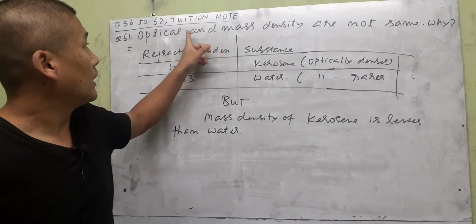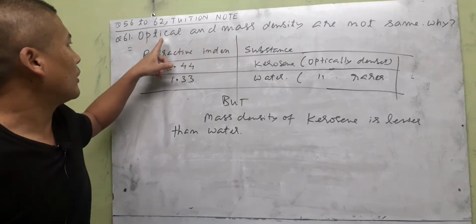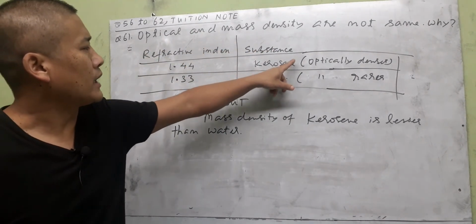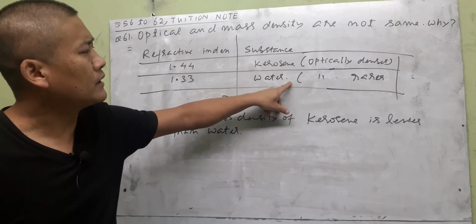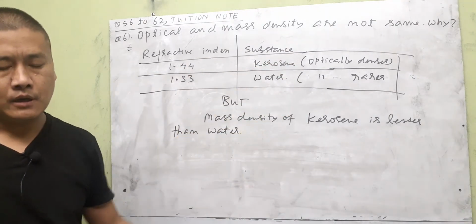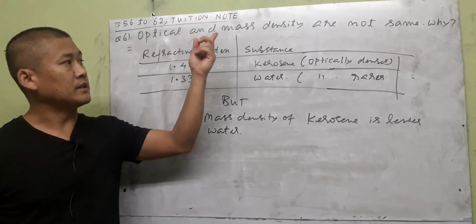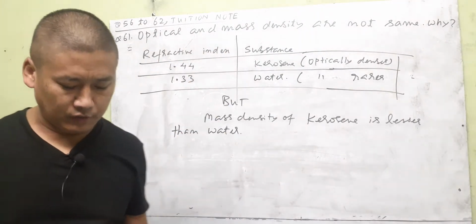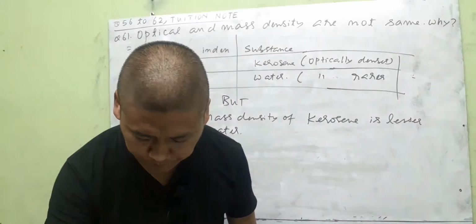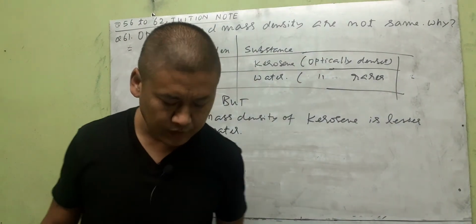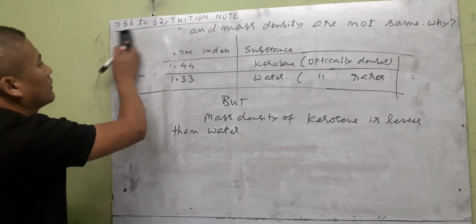Optical density and mass density are not the same. For example, optical density of kerosene is higher than water, but mass density of water is higher than kerosene. So opposite, right? That example explains why optical and mass density are not the same term or same meaning. Okay, so question 62 is a numerical, the last question in this class.